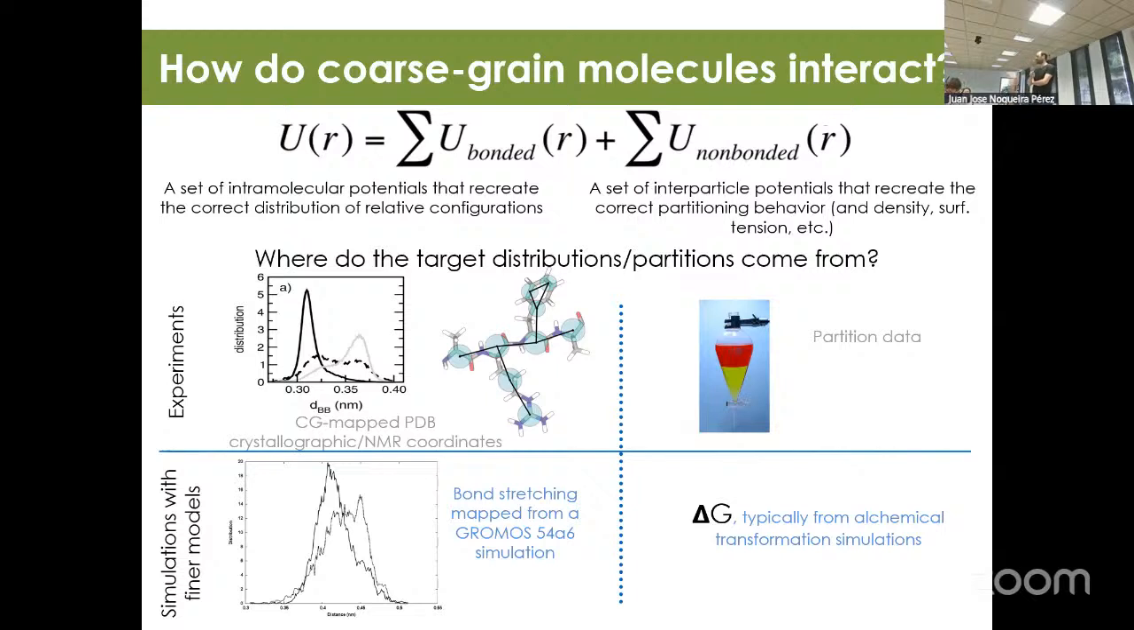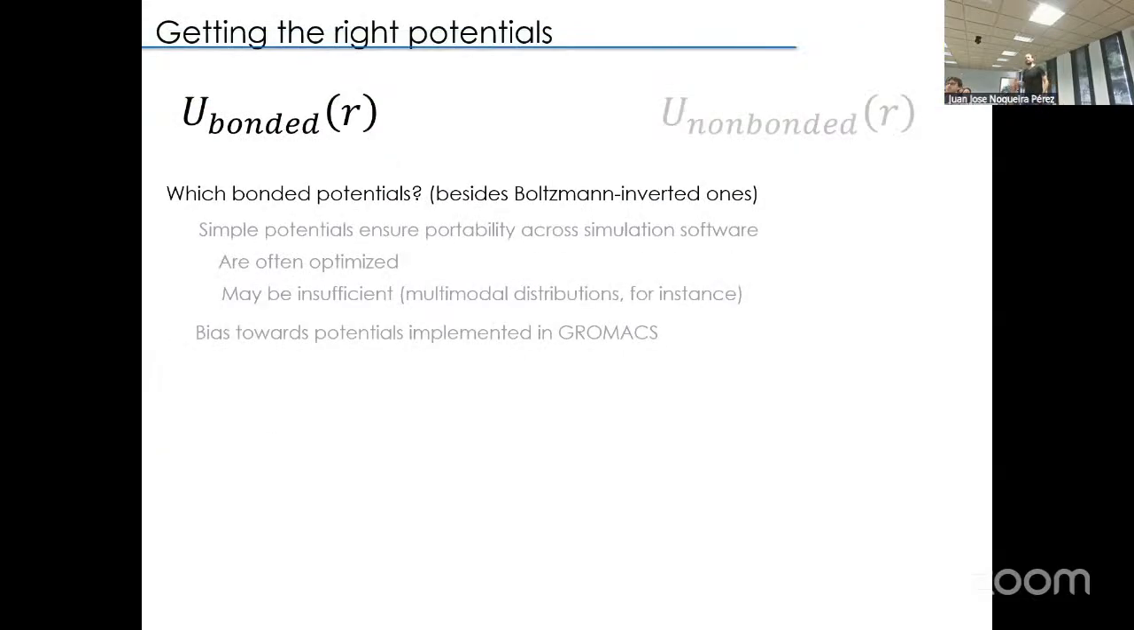So this is one of those examples from free energy calculations where you can actually use this alchemical transformation to get partitioning data out of simulations. And I'm going to show that in a slide a bit ahead. So before I show you the example of the alchemical transformation, just a bit more on the bonded potentials.